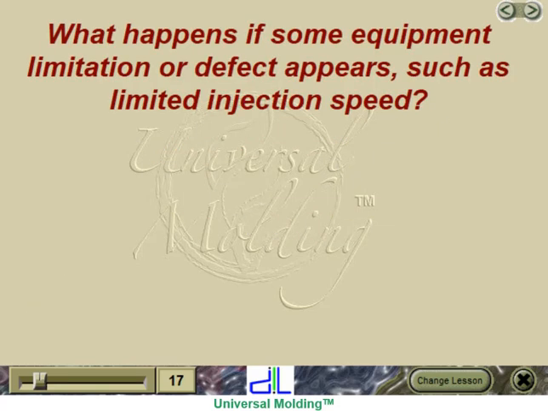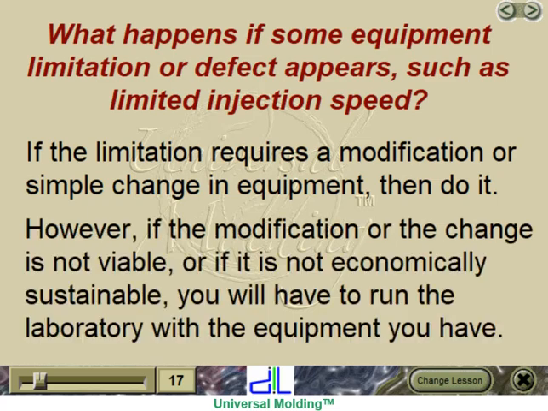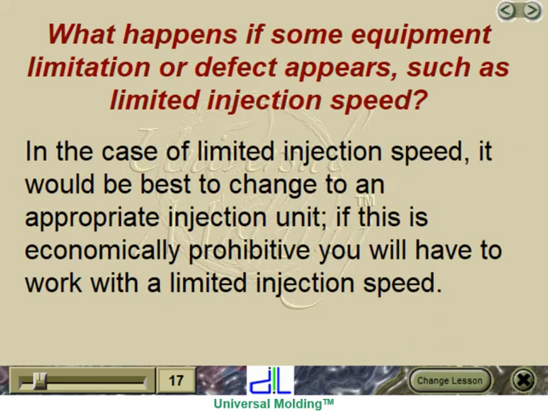What happens if some equipment limitation or defect appears, such as limited injection speed? If the limitation requires a modification or simple change in equipment, then do it. However, if the modification or the change is not viable, or if it is not economically sustainable, you will have to run the laboratory with the equipment you have. In the case of limited injection speed, it would be best to change to an appropriate injection unit. If this is economically prohibitive, you'll have to work with a limited injection speed.